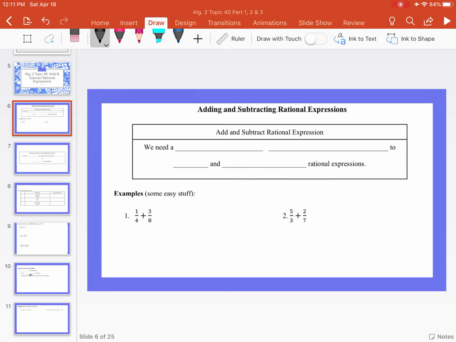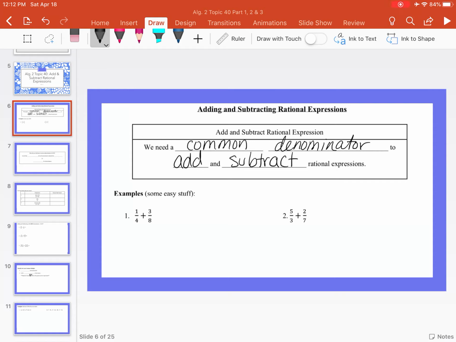So first we need to identify a common denominator in order to add and subtract rational expressions. Now we're going to start off with some easy examples here. If we have 1/4 and 3/8, how can we simplify? Well, we need a common denominator, so is there another way that we can rewrite either fraction?